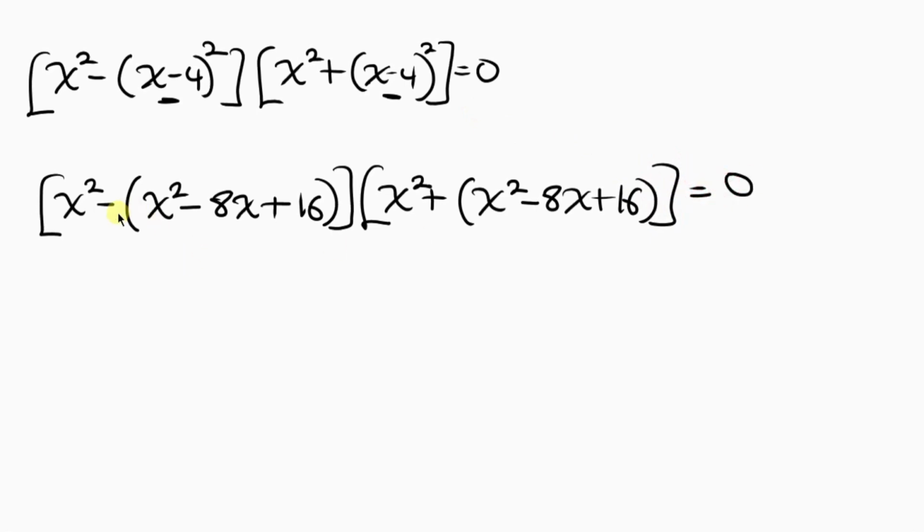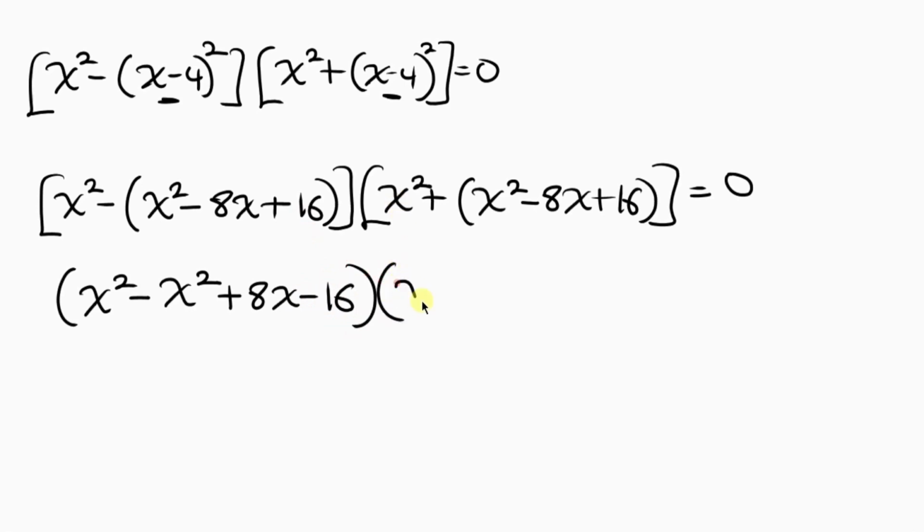Now, our next step will be for us to open up this bracket. So we have x squared. Now, using this negative to open up the bracket, we have minus x squared. And then minus times minus is plus 8x. Minus times plus is minus 16. Times, this is x squared. Now, using this plus to open up the bracket, we have plus x squared. Plus times minus is minus 8x. Plus times plus is still plus 16. And this is equal to 0.